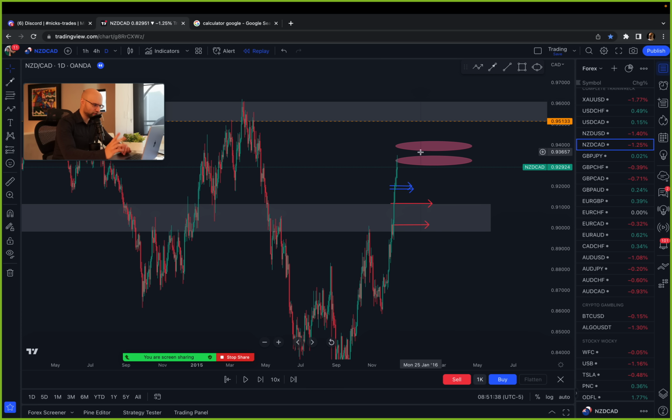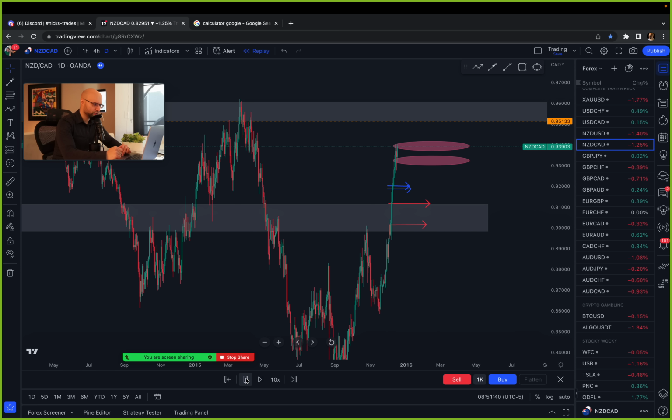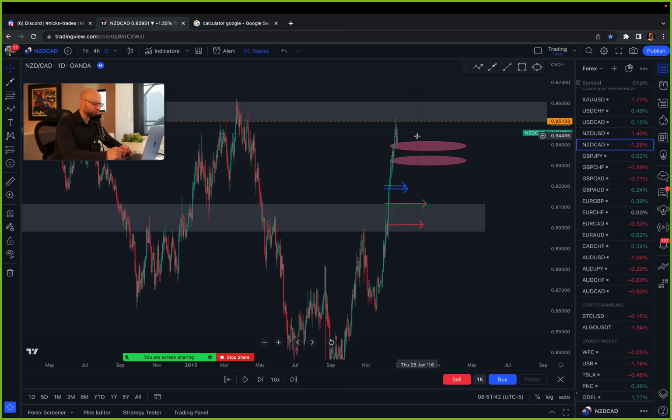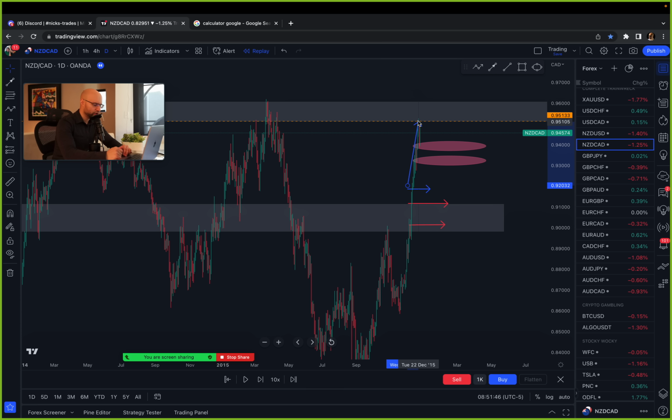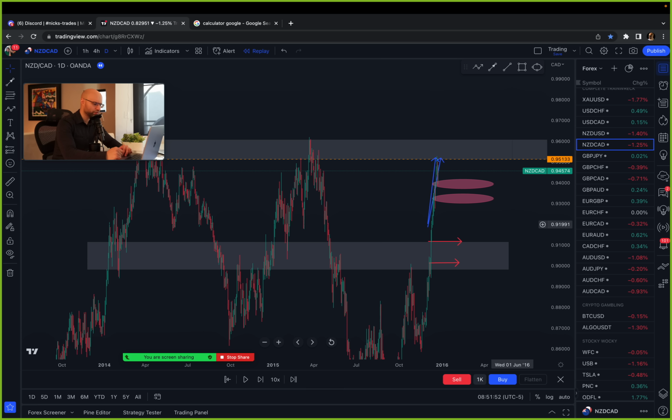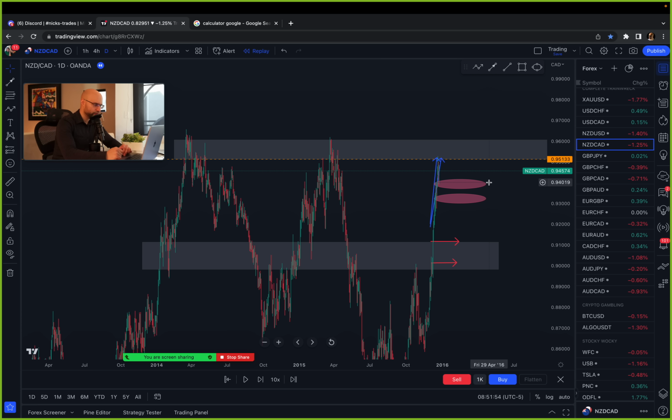So let's let price just move up or down. We'll see what happens. So price does in fact move to this next resistance zone. So what I'm going to do here is close both of those buys in profit. We will calculate the final P&L at the conclusion of the basket of trades.